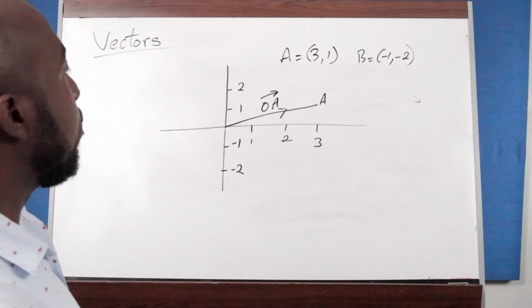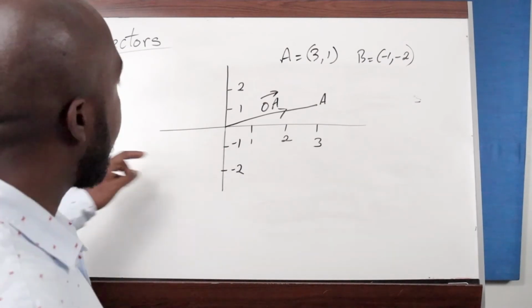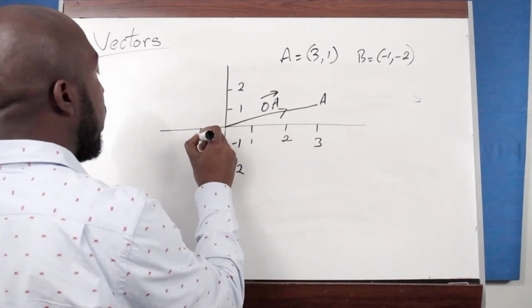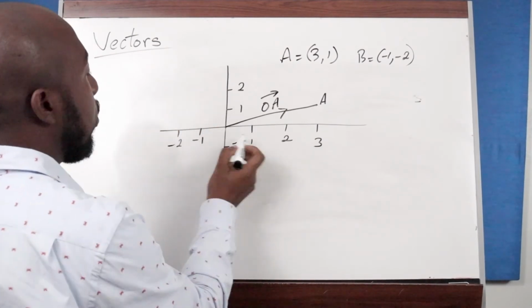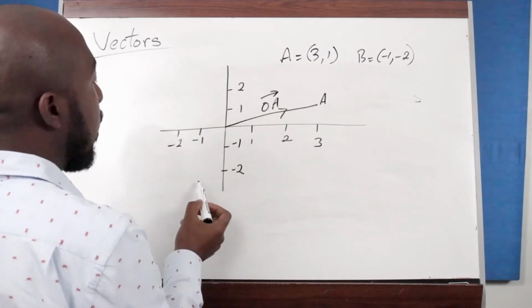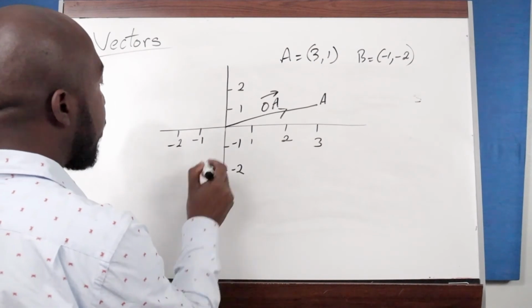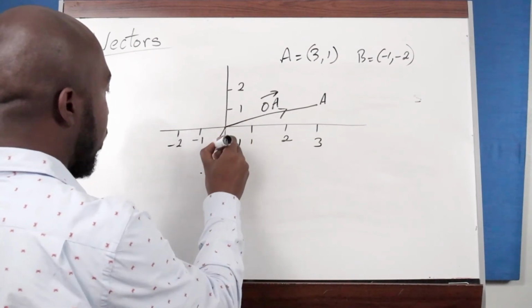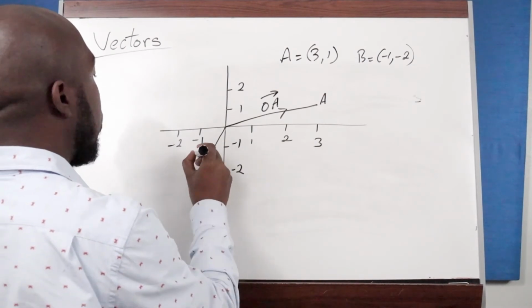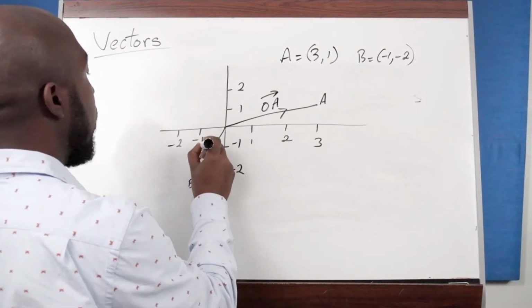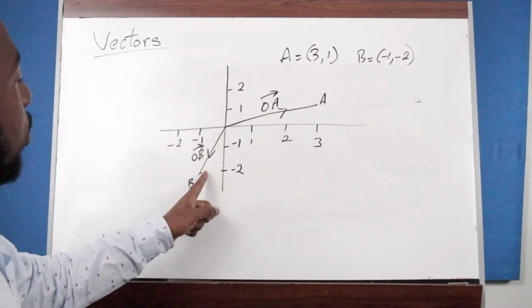Then the next point is B, negative 1, negative 2. So negative 1 is here, negative 2 is right down here. So this is B, and this is called OB, because we're moving from the origin to B.